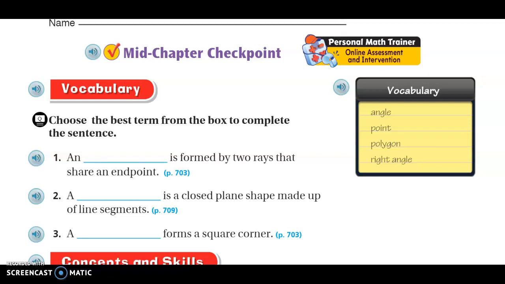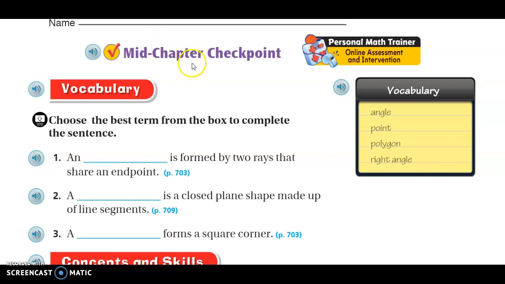All right, third grade. It is hard to believe, but we are already in the middle of chapter 12. So today's goal is simply, do we understand the first 4 lessons that we've done so far? So we're going to go through our mid-chapter checkpoint. There's a couple ways that you can do this.